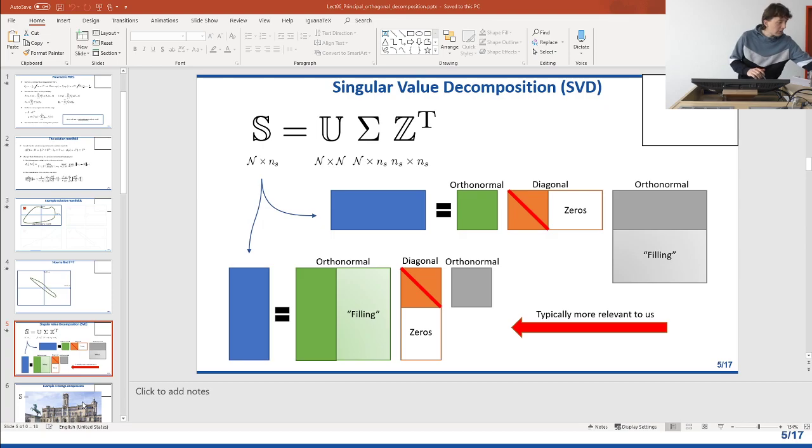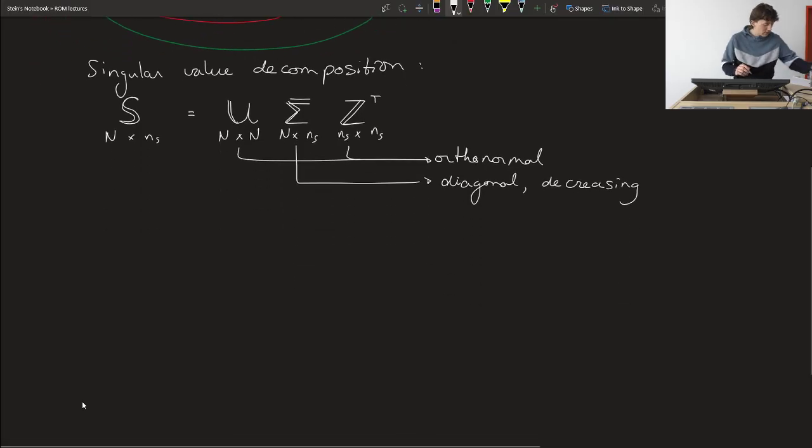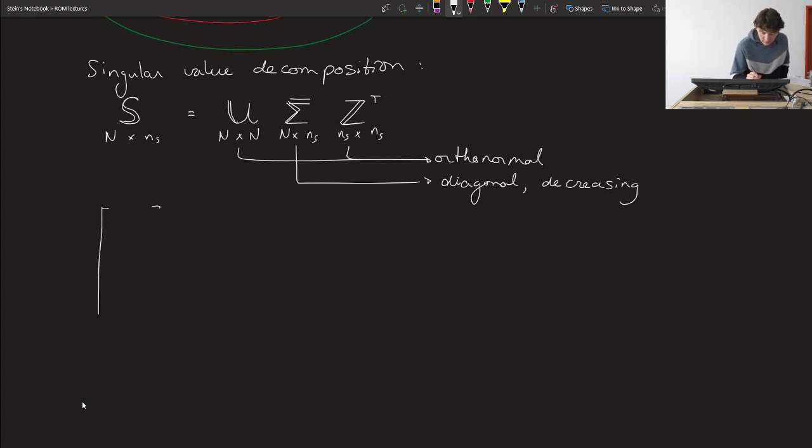Okay, let me also draw that here for that relevant case. We have a snapshot matrix that is standing, where the number of snapshots is the number of columns, and n is the number of rows. And we have a very big square matrix that is n by n.